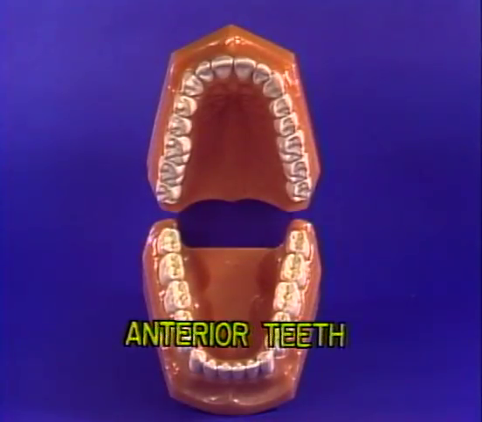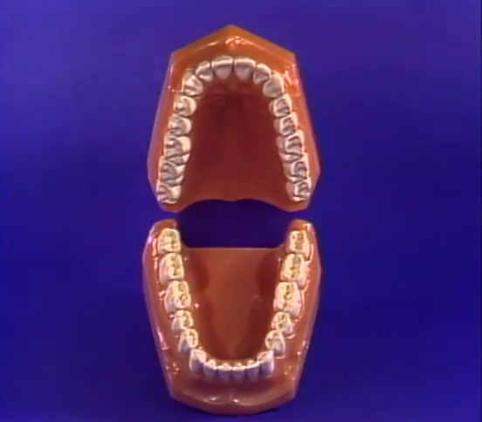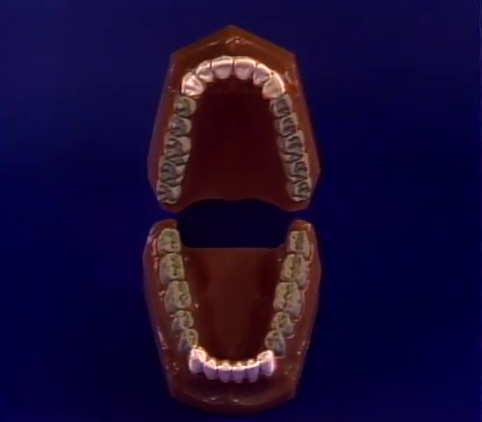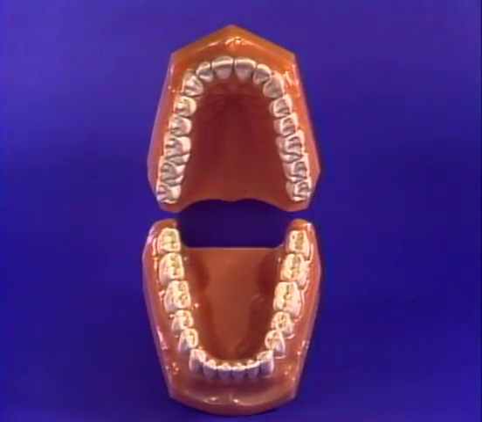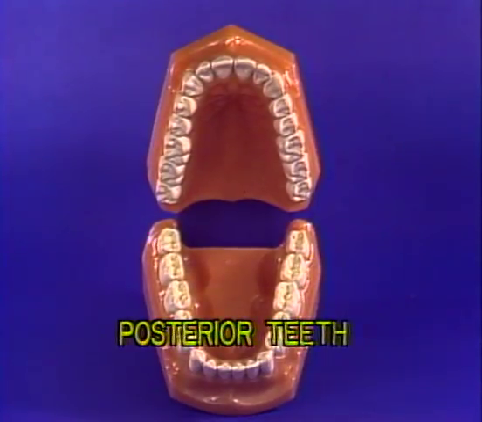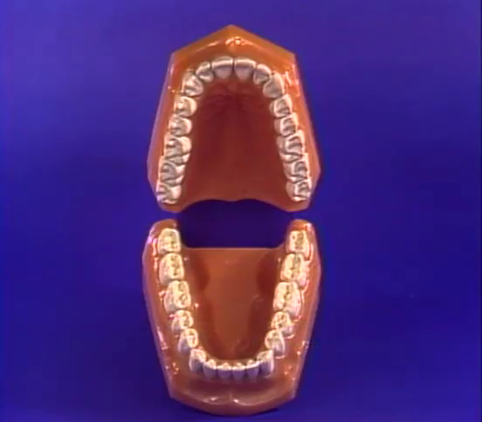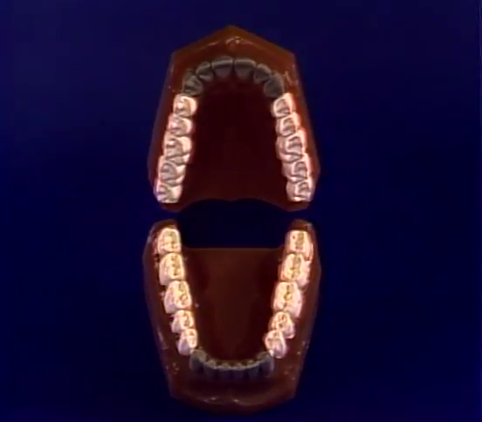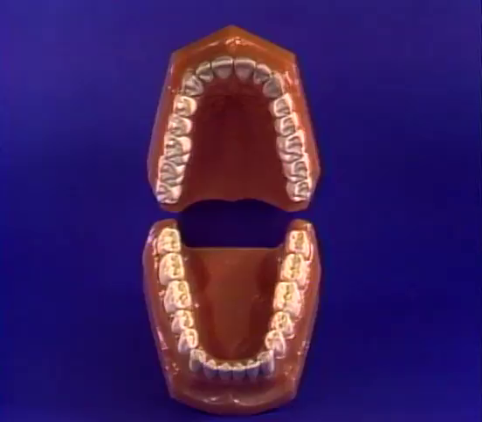Anterior teeth. Anterior teeth is the term used to designate the teeth in either arch which are located in the front of the mouth or arch. These teeth include the incisors and canines in both the deciduous and permanent dentition. Posterior teeth. The posterior teeth are those teeth in either arch which are located toward the back of the mouth. These include both premolars and molars.